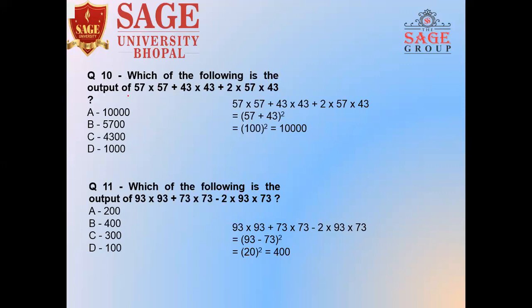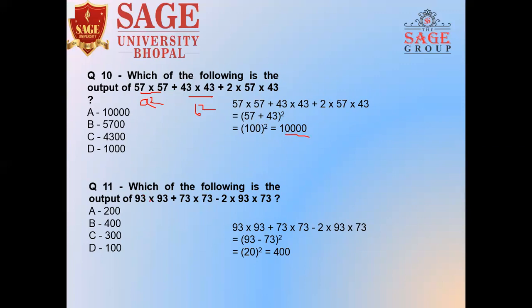Which of the following is the output of 57 into 57 plus 43 into 43 plus 2 into 57 into 43? Here is one term which is a square, here is another term which is b square, and here is 2ab, which means (a plus b) raised to the power 2. So a is 57, b is 43, whose sum is 100, so 100 square is 10,000.